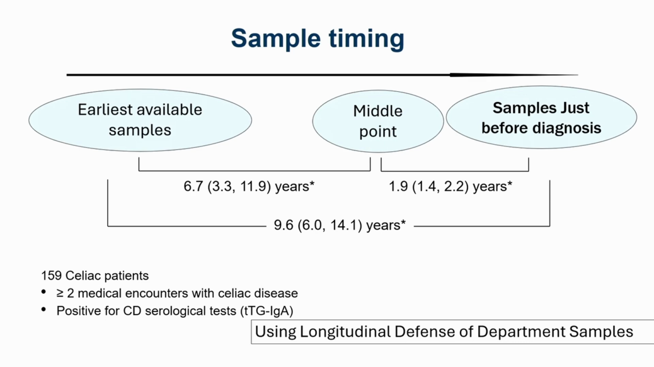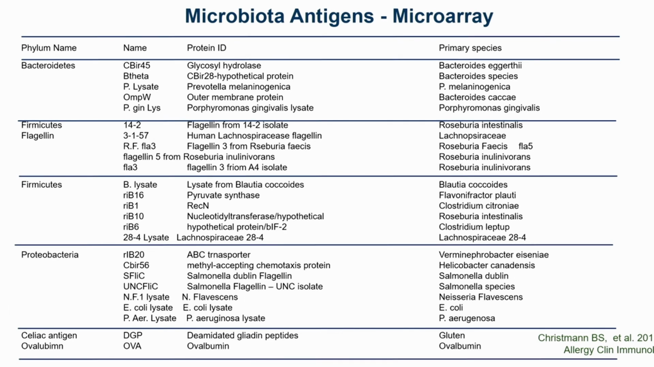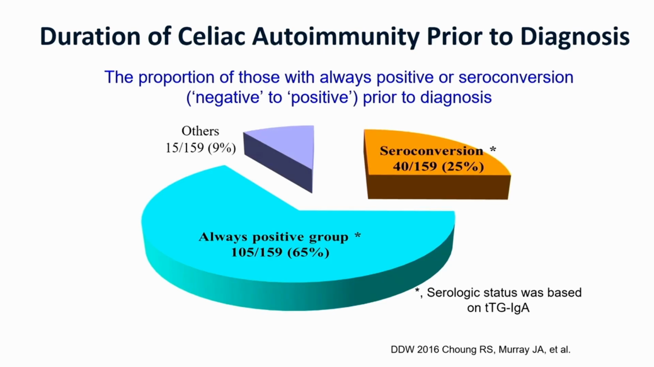Then we used this serum sample and measured antimicrobiota antigens. These are the 25 microbiota antigens we used. I briefly categorized them into Bacteroidetes and Firmicutes flagellin, because Firmicutes flagellin is really important for adaptive immune regulation, along with other Firmicutes and Proteobacteria. And interestingly, about 159 celiac patients, about 10 years ago, already showed positivity for celiac disease. This is shown here.